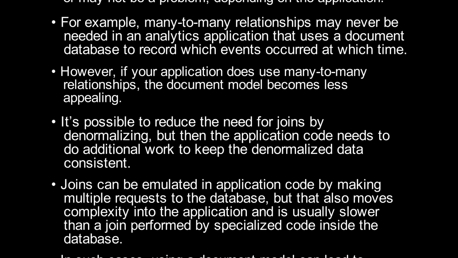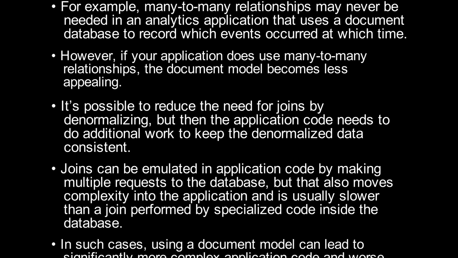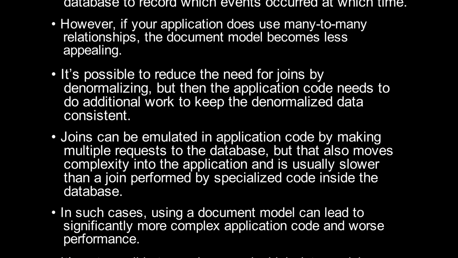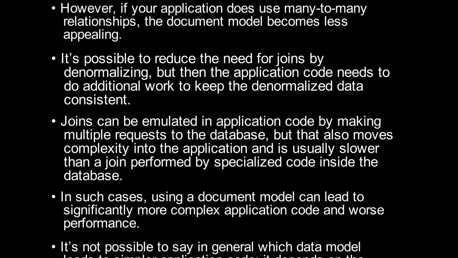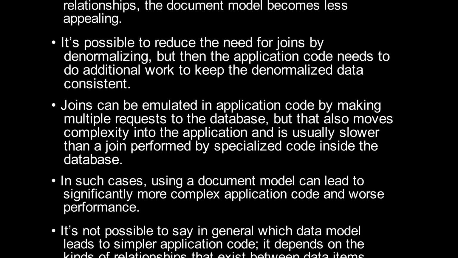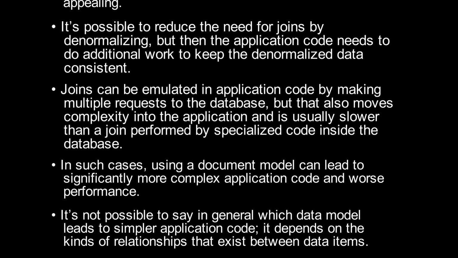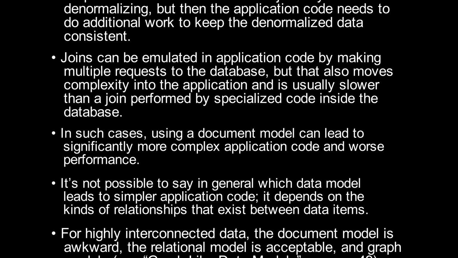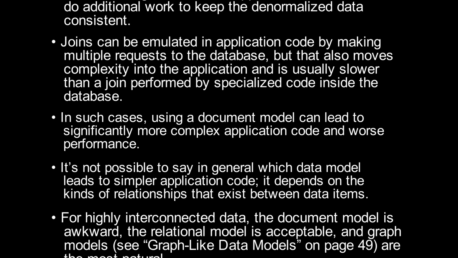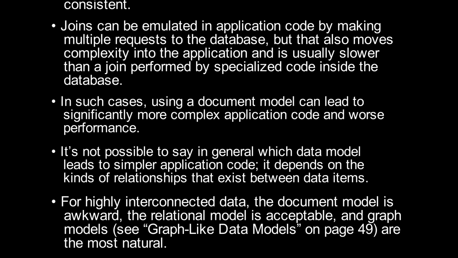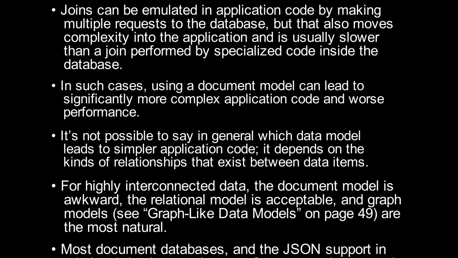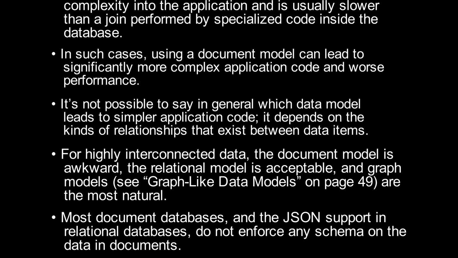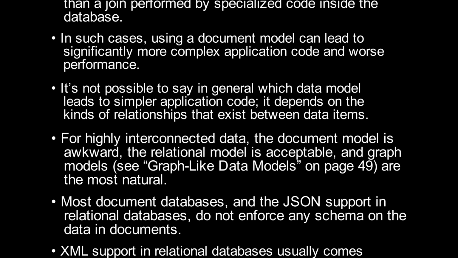Joins can be emulated in application code by making multiple requests to the database, but that also moves complexity into the application and is usually slower than a join performed by specialized code inside the database. In such cases, using a document model can lead to significantly more complex application code and worse performance. It's not possible to say in general which data model leads to simpler application code. It depends on the kinds of relationships that exist between data items. For highly interconnected data, the document model is awkward, the relational model is acceptable, and graph models, see graph-like data models on page 49, are the most natural.